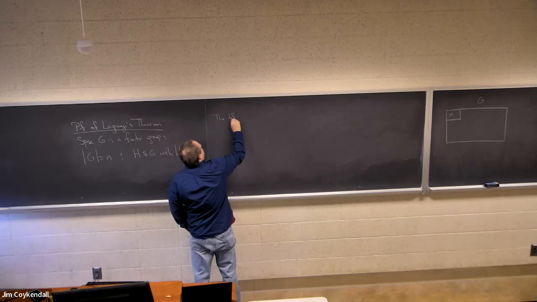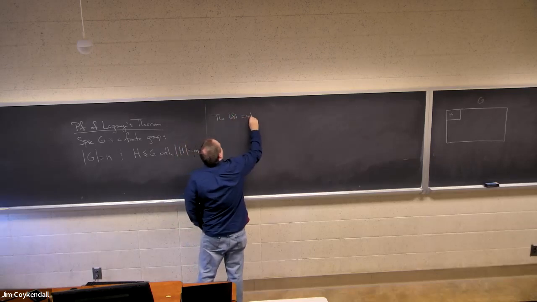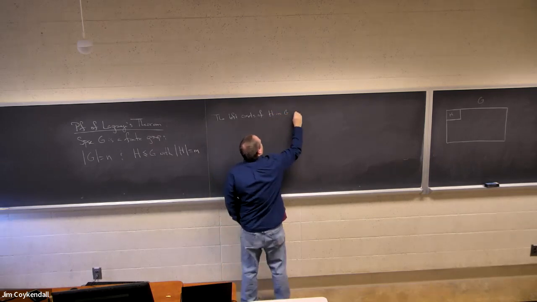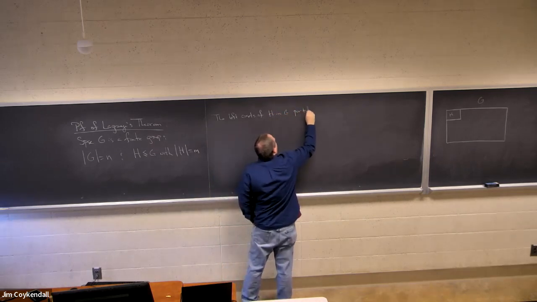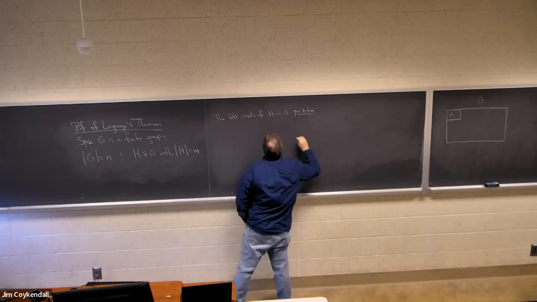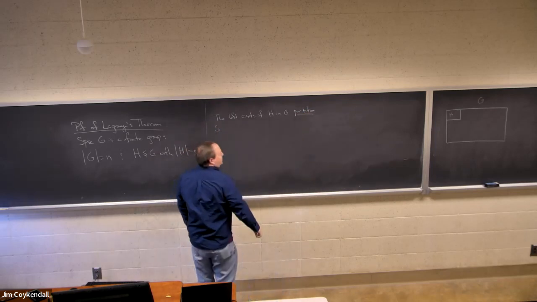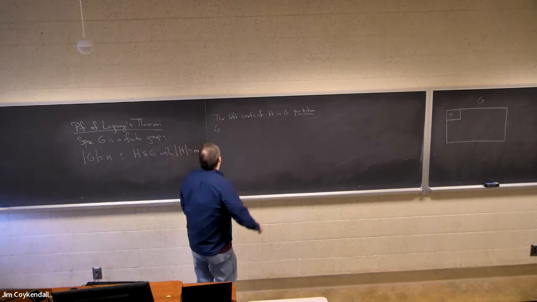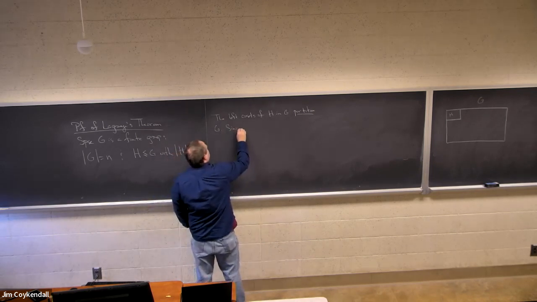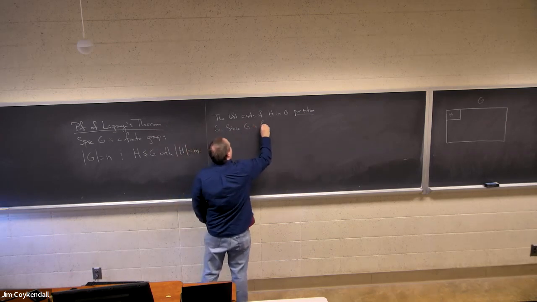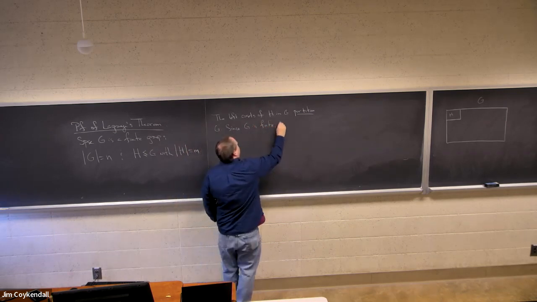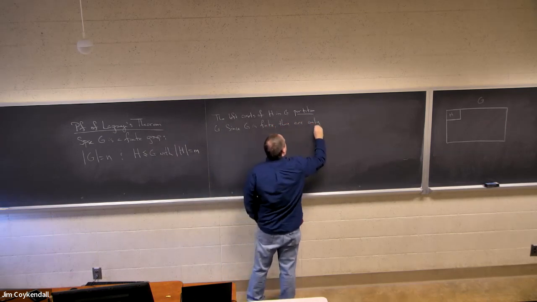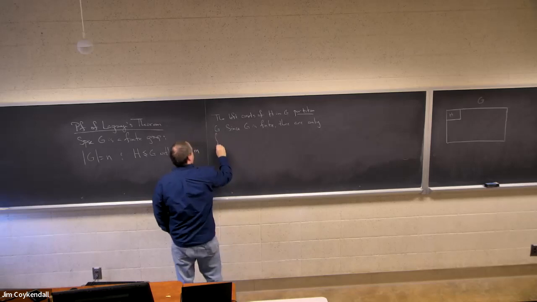The left cosets of H in G. Since G is finite, there are only finitely many cosets.